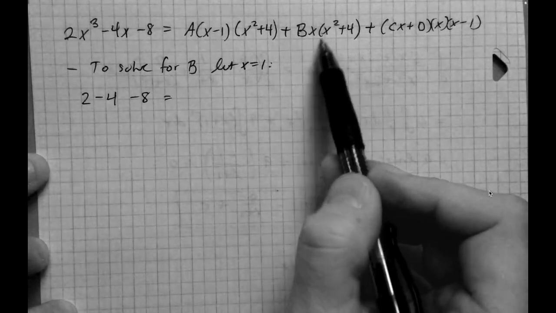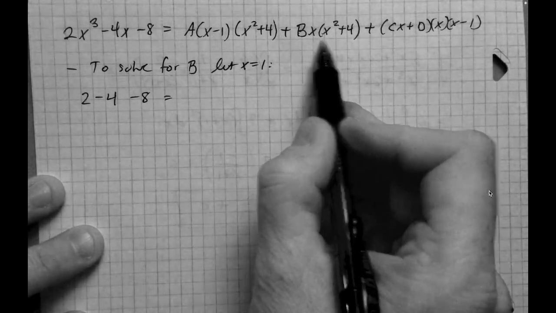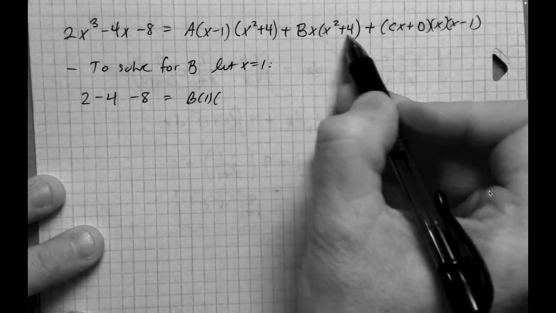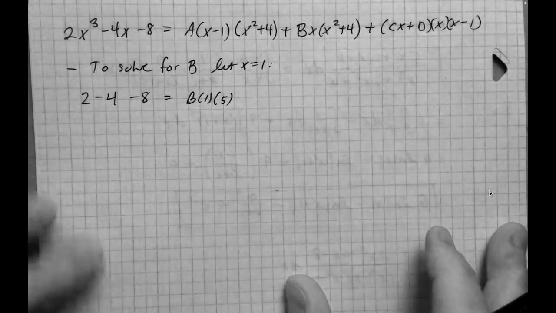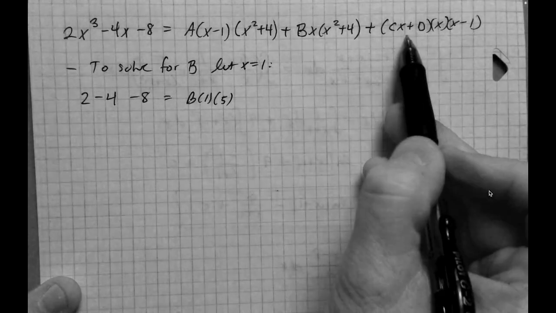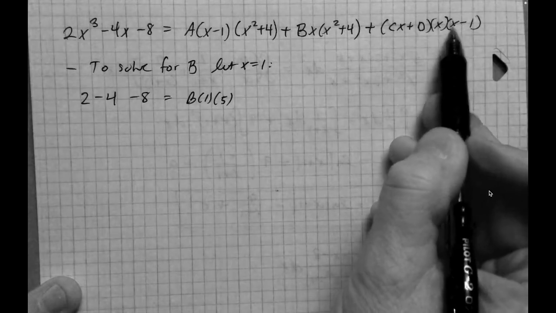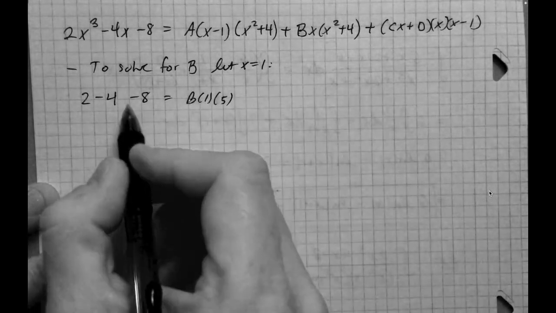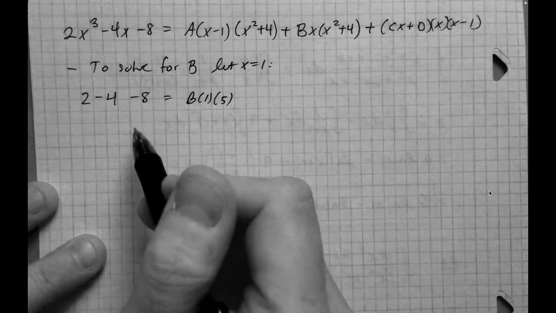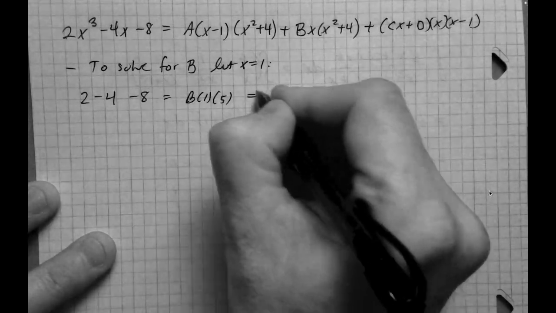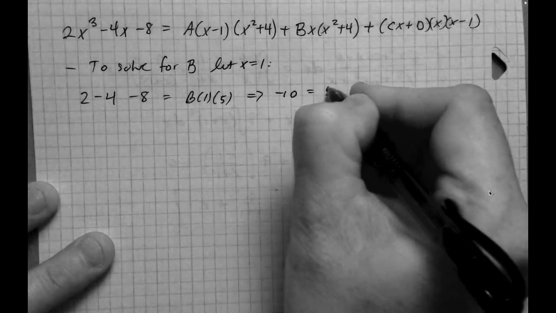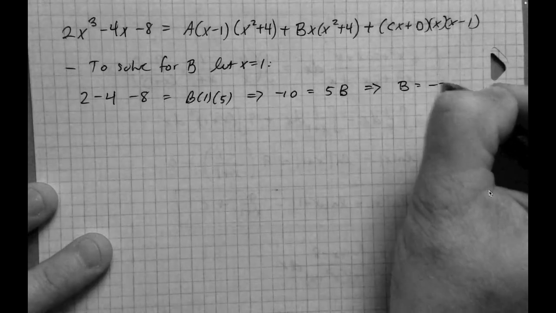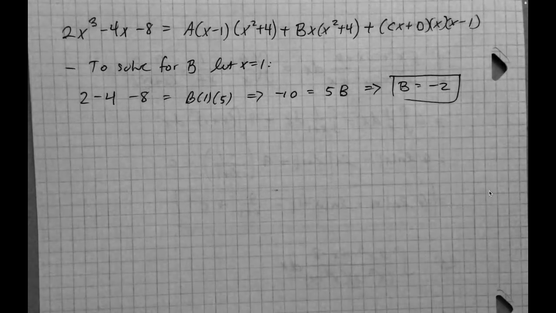That one I'm stuck with, so that's going to be b times 1 times 1 plus 4, so times 5. Okay, and then this one over here, this x minus 1 will be 1 minus 1 is 0, so that whole thing is 0 also. Okay, so what do I have? I've got negative 10 equals 5b. So that means b is equal to negative 2. Excellent.